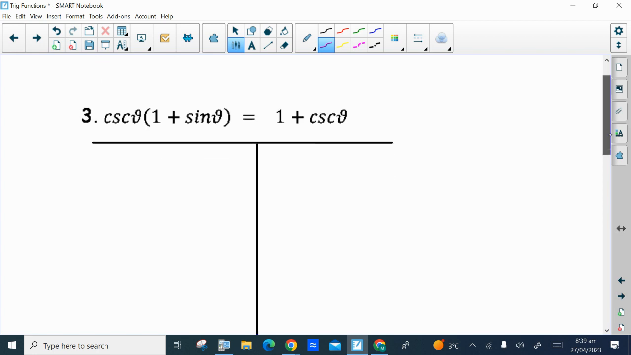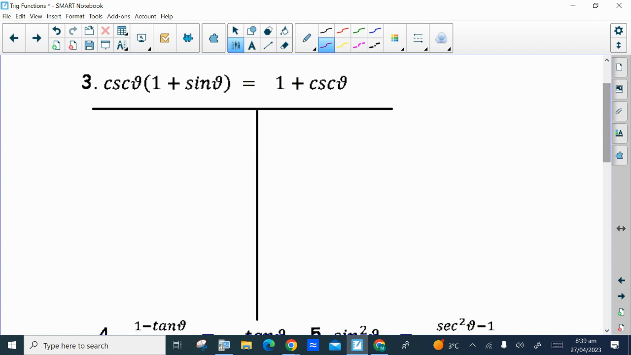Looking at number 3, again, no powers there. So we would normally put everything in terms of sine and cos, but also in this case, you've got some brackets on the left side to multiply out. Multiply both terms inside the bracket.